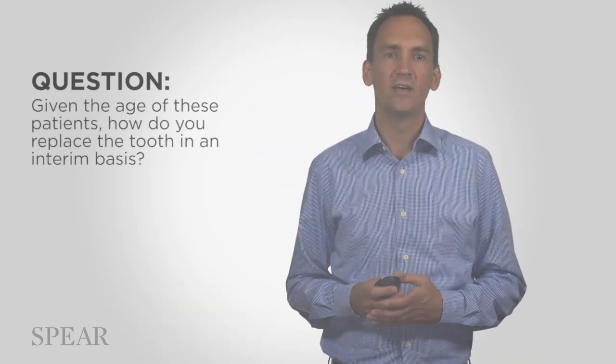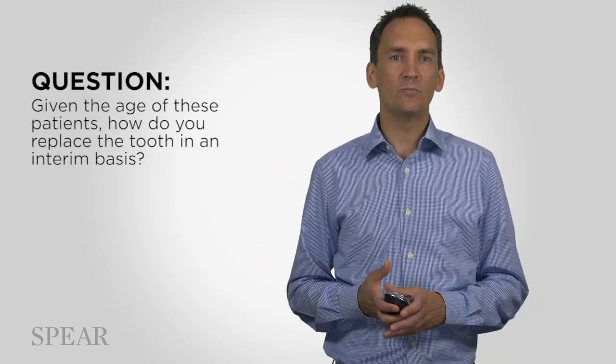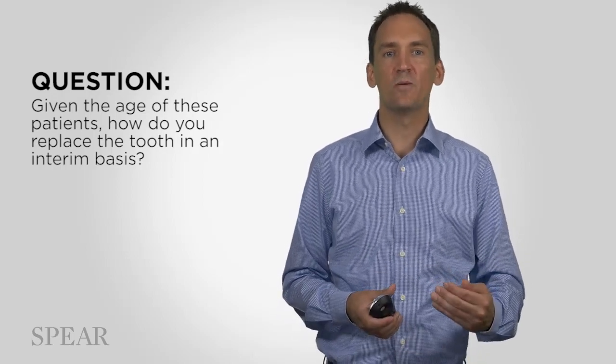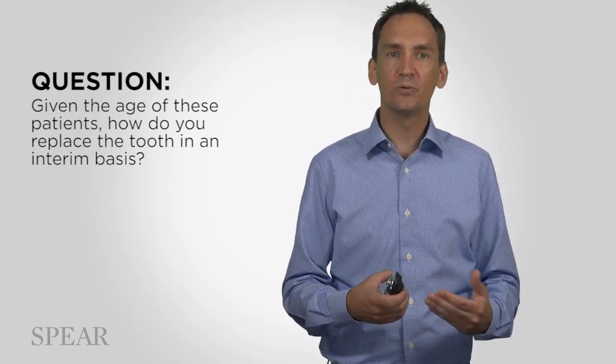My question is, given the age of these patients, how do you replace the tooth on an interim basis? If it's a male and they have to go until they're in their 20s for an implant, how do you replace the missing tooth? Is it just a flipper, or do you do something maybe more definitive? So have some discussion on interim tooth replacement for these young patients before they get to the age where you can place an implant.